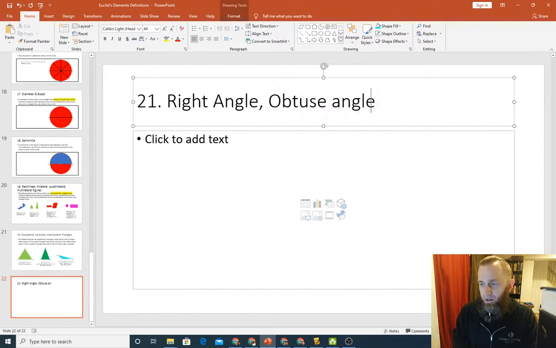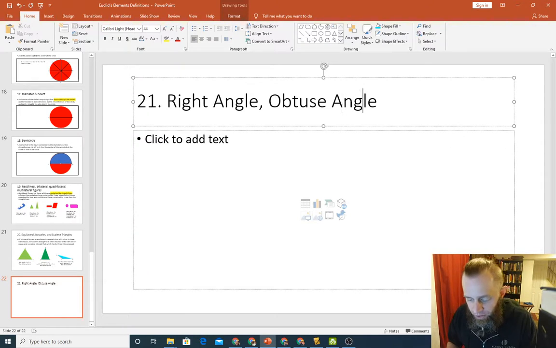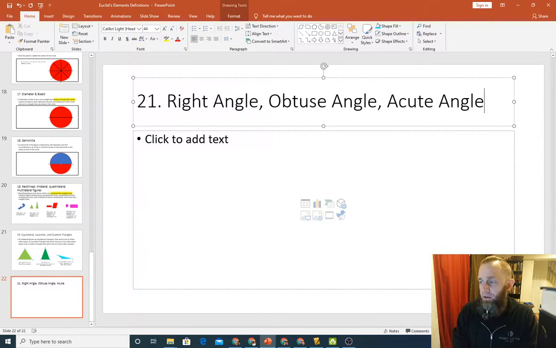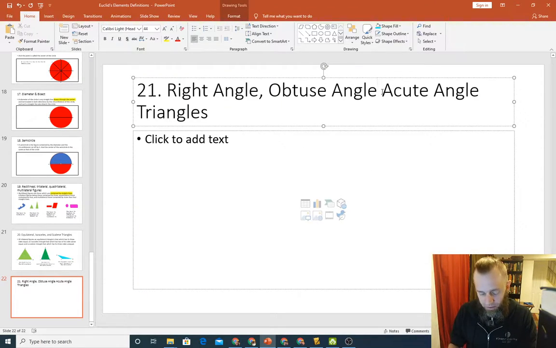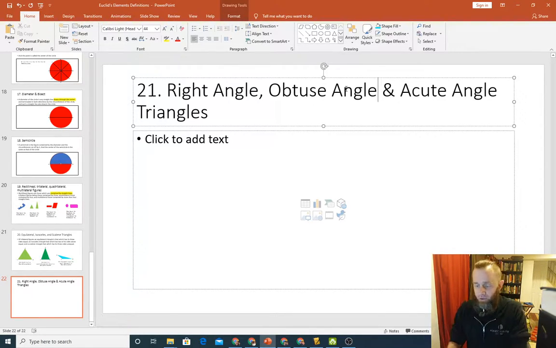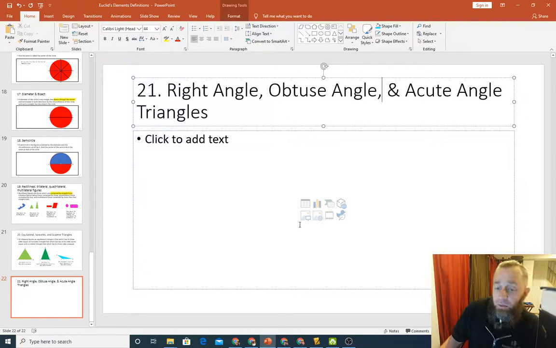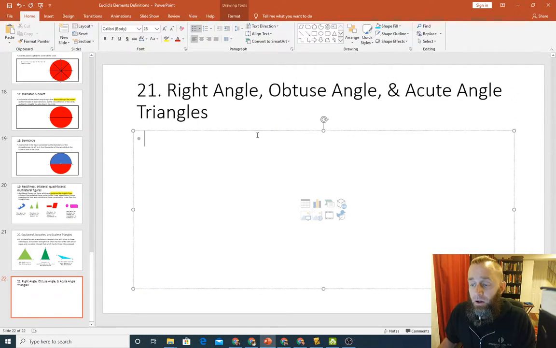Obtuse angle. Oh, and a capital A on that. Obtuse angle triangles. And let's see, anything else. And acute angle triangles, which I should have predicted anyway. They're acute angle triangles. And since we have an "and" there, I'm going to change that comma to an and sign. There you go. Obtuse angle and acute angle triangles. So right angle, obtuse angle, and acute angle triangles. And because I also like the Oxford comma, I'm going to put it back. Okay.